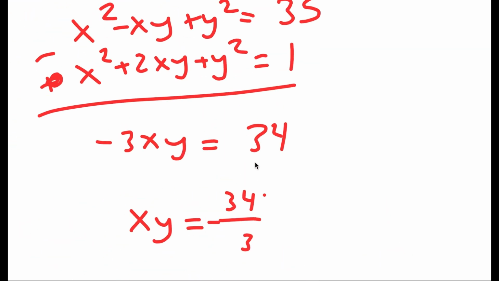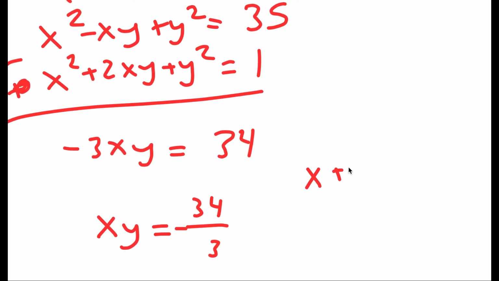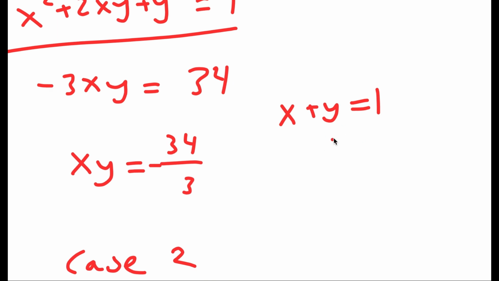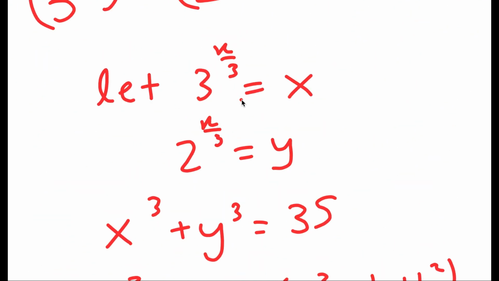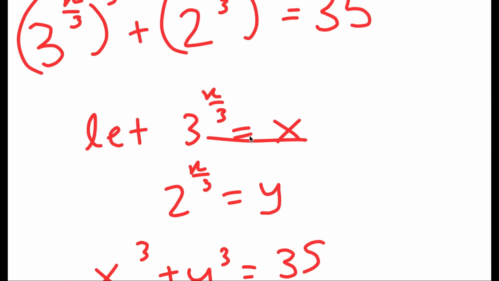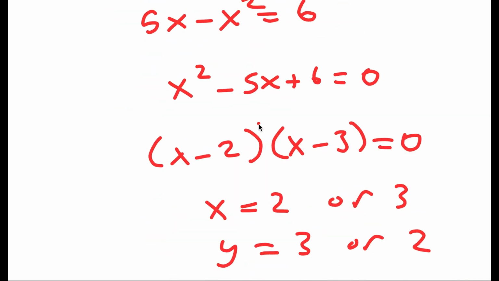Now, for case 1, going back here, we have that x plus y is equal to 1. So if x plus y equals 1, this means that y is equal to 1 minus x. But one of these is going to be a negative value. Going back, we have x is equal to 3 to the power of some number and y is 2 to the power of some number, and you can't take the power of a positive number and make it equal negative. So that case won't work. So we're only left with case 2.